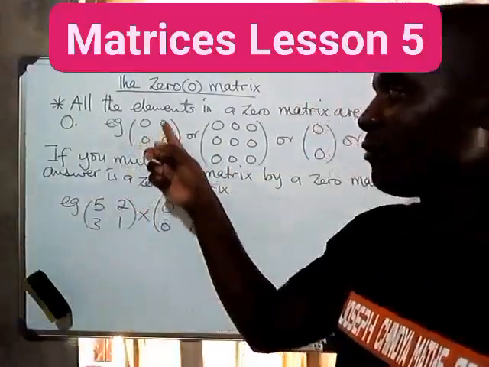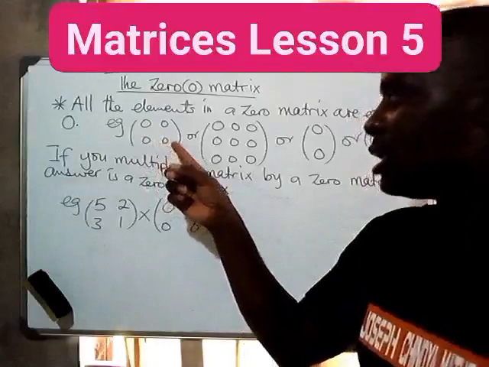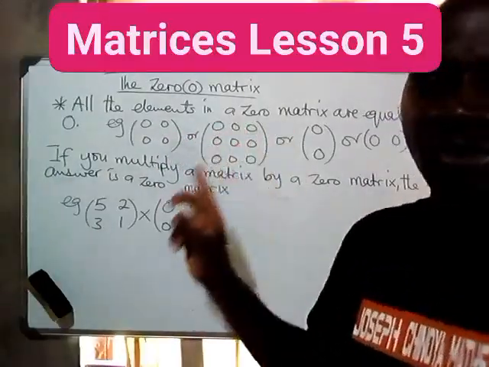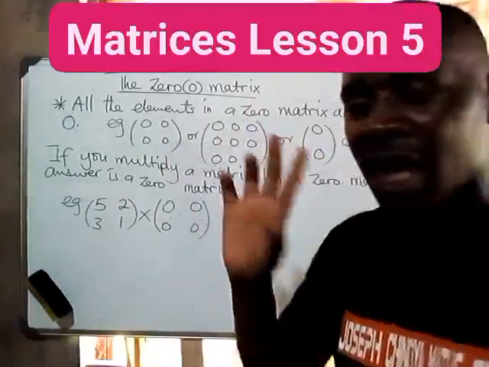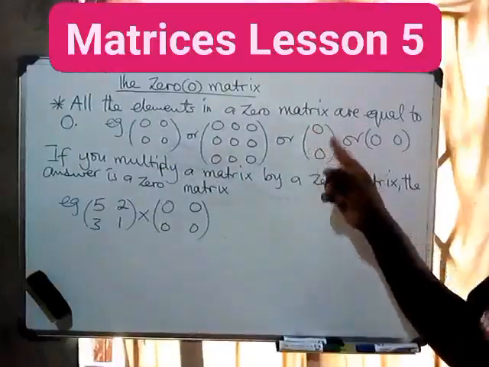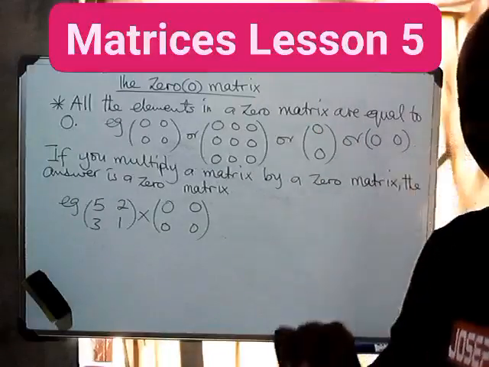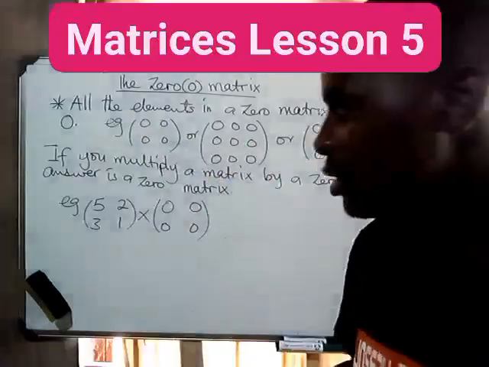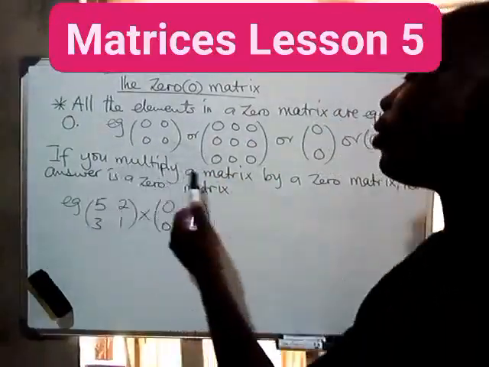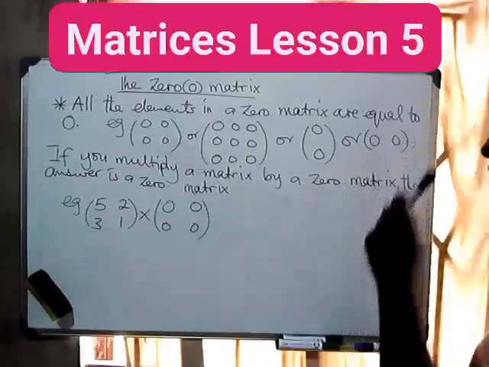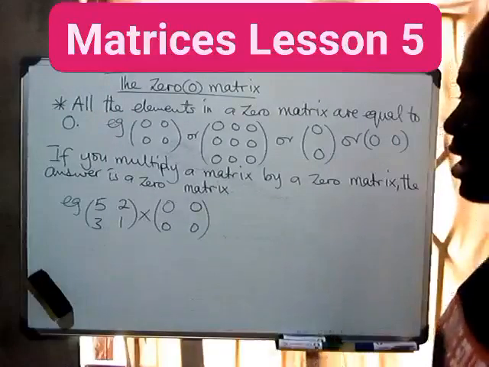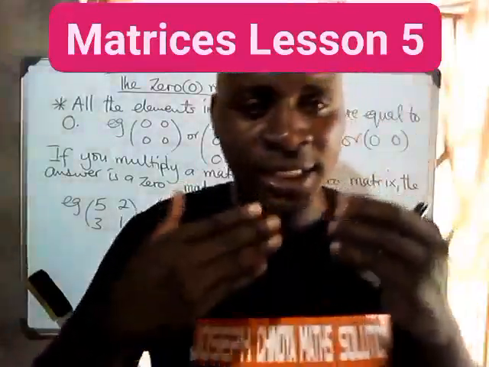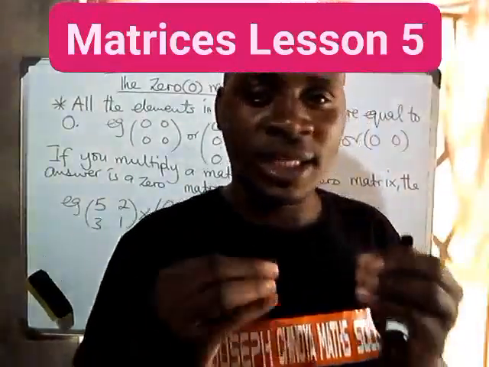For example, we have a 2 by 2 matrix which has 0, 0. This one is a 3 by 3 matrix, and all its elements are 0. This one is a 2 by 1 with zeros, and this one is a 1 by 2, which has all elements 0. Now the point is, if you multiply a matrix by a zero matrix, the answer is a zero matrix. If you multiply any matrix by a zero matrix, expect to get a 0.